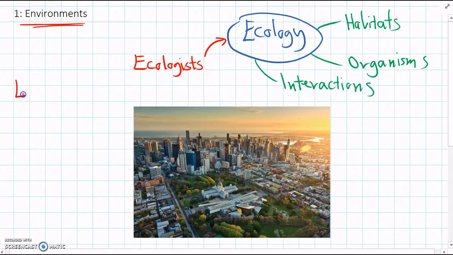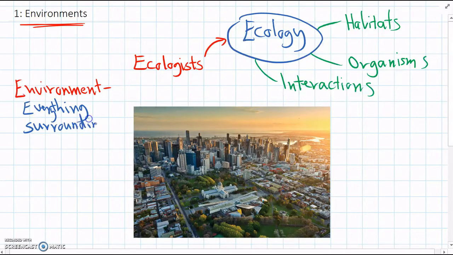So basically, an environment is everything that surrounds you or any other living thing. So everything surrounding an organism. And an environment can be anything from really small up to a really large area.